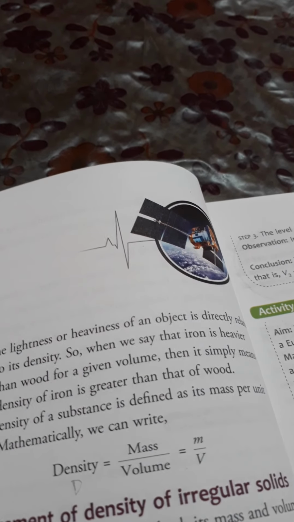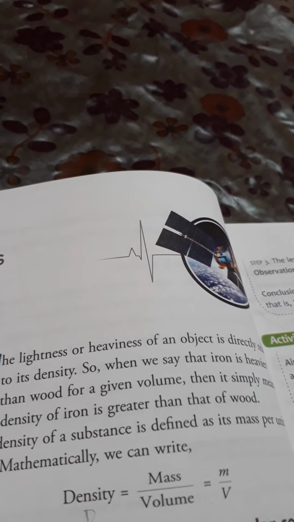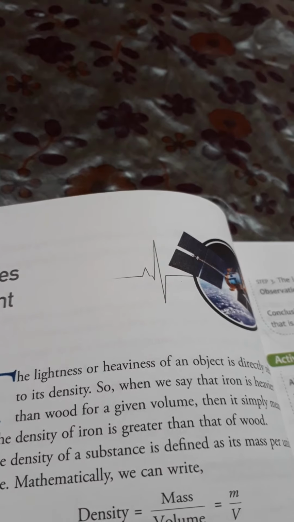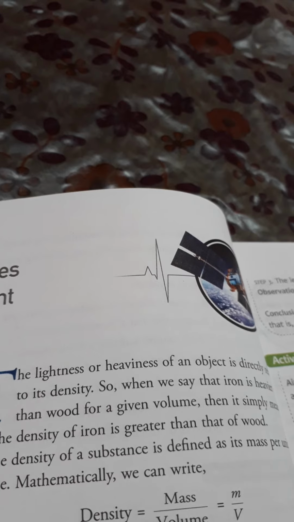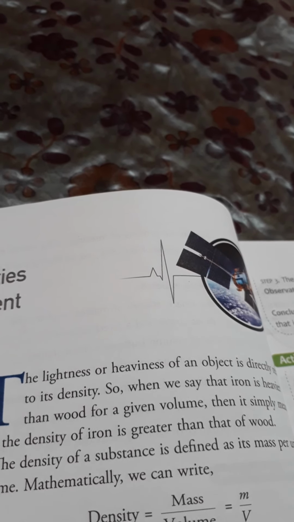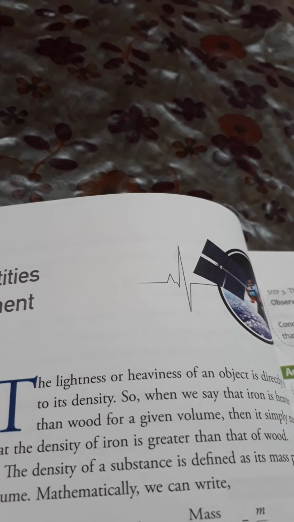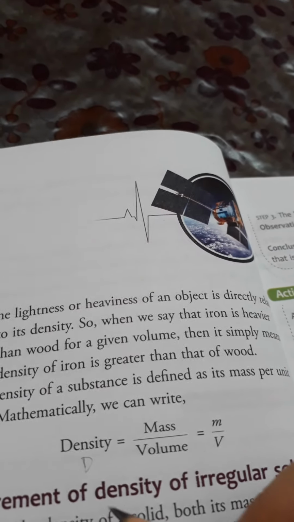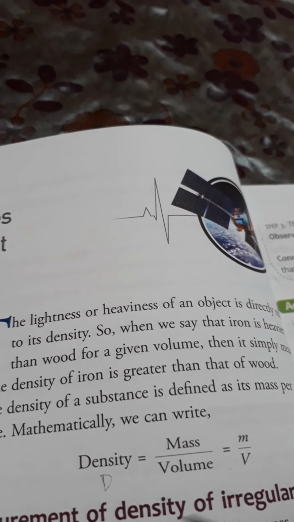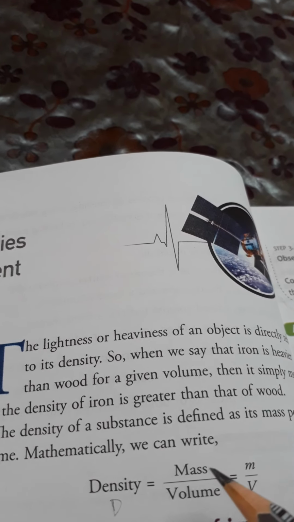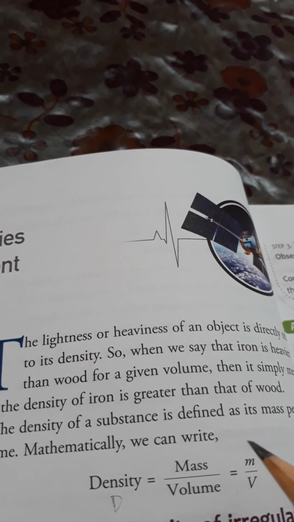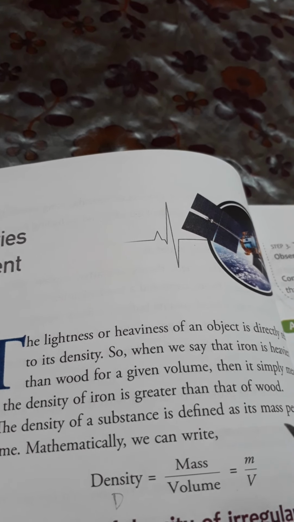So let us recapitulate how the density of a regular solid can be calculated. Density is equal to mass per unit volume, so we calculate it by knowing its mass and volume. If you know the mass and volume of any unknown object, you can easily use this formula, density is equal to mass per unit volume, and you will get the density. The mass of a regular solid can be measured by a beam balance, and the volume of a regular solid can be calculated by using a formula.